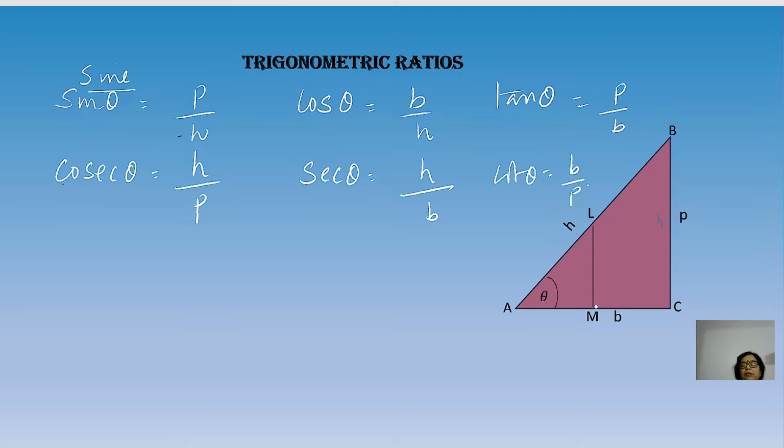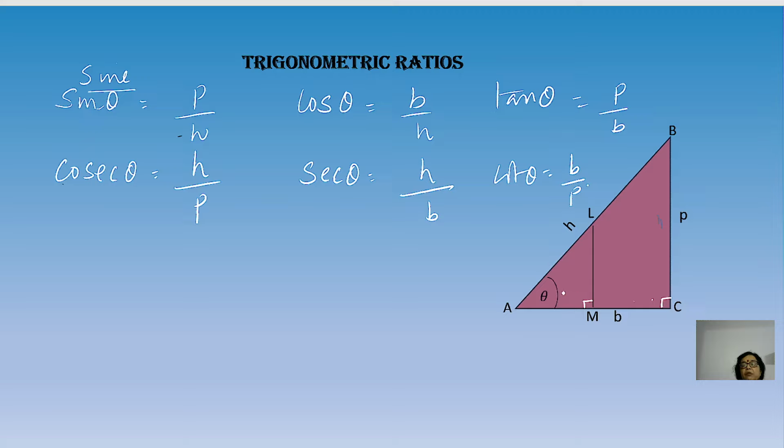Another important thing that we must always remember is that in this right angle triangle, the value of sine theta does not change even if we draw the perpendicular here or at any other point. Because once we draw this perpendicular, triangle ALM and triangle ABC become similar triangles and the sides become proportional. So LM by BC is proportional, AM by AC is equal to LM by BC is equal to AL by AB. So whether we draw the perpendicular here or at any other point, or increase the length of the hypotenuse, the value of sine theta will not change in this particular case.